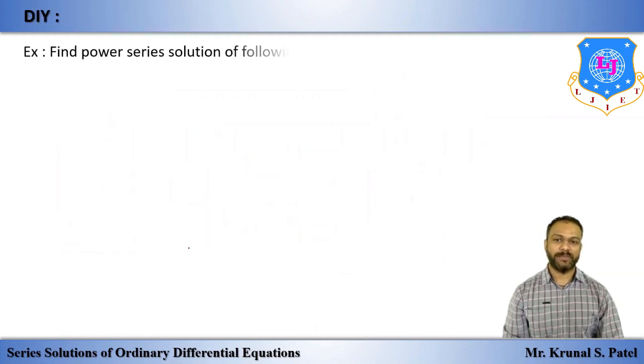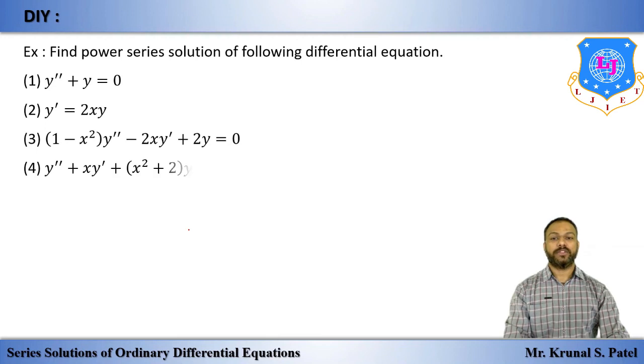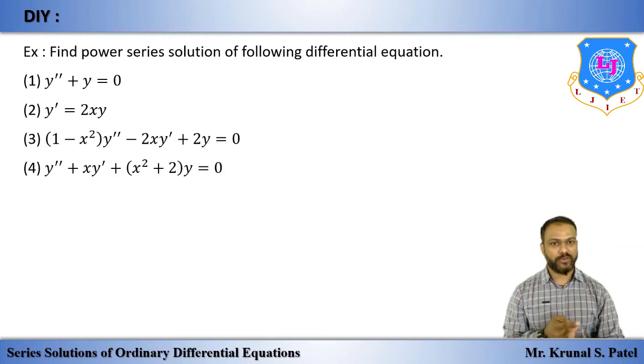Similarly, we have this example. You have to just try with the same steps. First step, trial solution. Second, substitute in equation number 1 the values of y, y' and y'' whichever we require. Third is simplification. Fourth, make the power of x equal. Fifth, make the limit of sigma equal. Sixth, collect the same power. Seventh, equate to 0 the various coefficients of various powers of x.